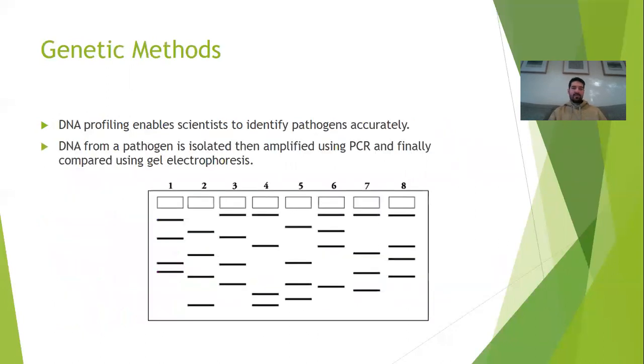Genetic methods. We're using some of those processes we've talked about, where we take some DNA from a pathogen, amplify it using PCR, and then compare it using gel electrophoresis. We're going to try and identify what disease it is by comparing it against known diseases using PCR and gel electrophoresis. So it's basically a way of profiling the DNA of certain diseases and comparing them to others.